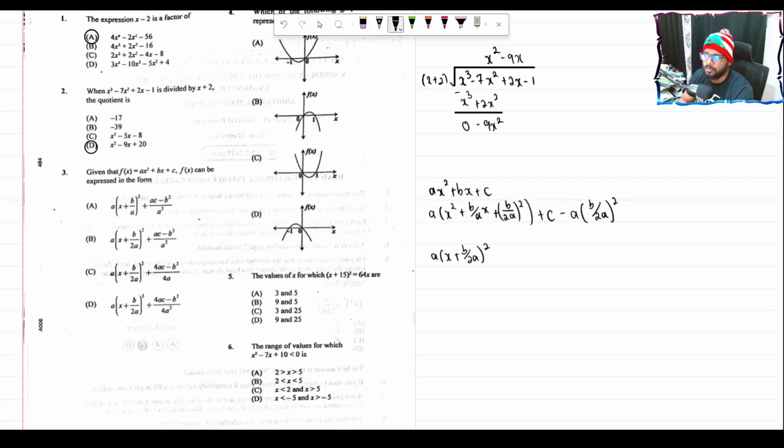So it could be any one of the answers. I had to simplify this here. I'm going to get c take away a b squared over 4a squared. So this could cancel with this here, and I go and calculate my LCM. I get 4ac take away b squared all over 4a, and it's going to be plus. So the answer is C.